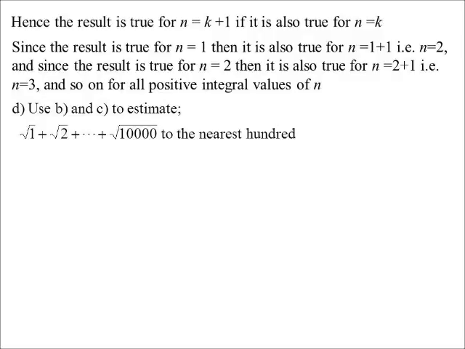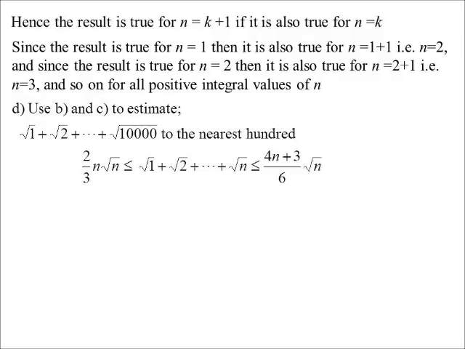Last part of the question was this. We just proved two inequalities. We're now going to estimate the square root of 1 plus the square root of 2 all the way up to the square root of 10,000 to the nearest 100. So I guess this is now what you call a real world problem. Because, you know, often you sit there and you wonder, what is the square root of 1 plus square root of 2 up to the square root of 10,000 to the nearest 100.